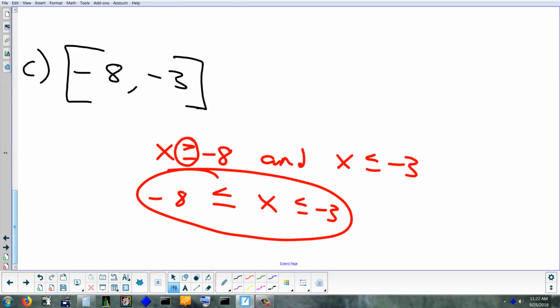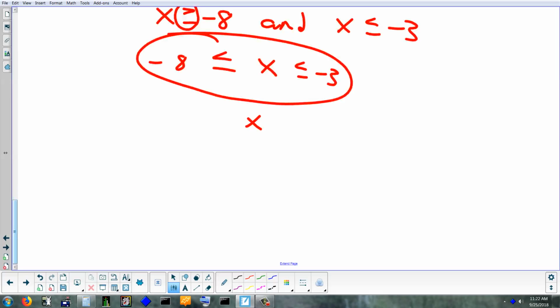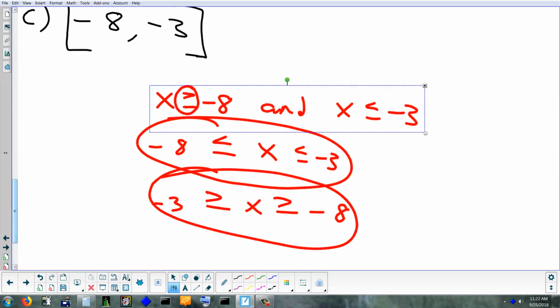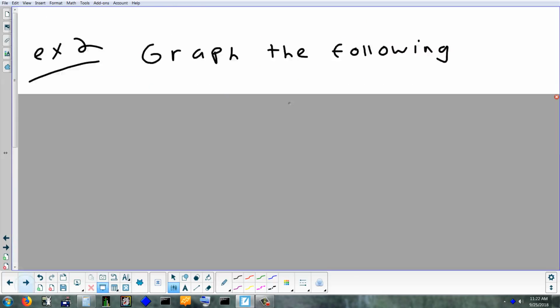Okay, the other way that she could have written it would be if you switch the -3 and the -8, and now the signs have to switch as well. It's pointing at the x, so for the -3, make sure it's pointing at the x. It's pointing at the -8, make sure it's still pointing at the -8. Both of these are correct. Questions on that? Okay.